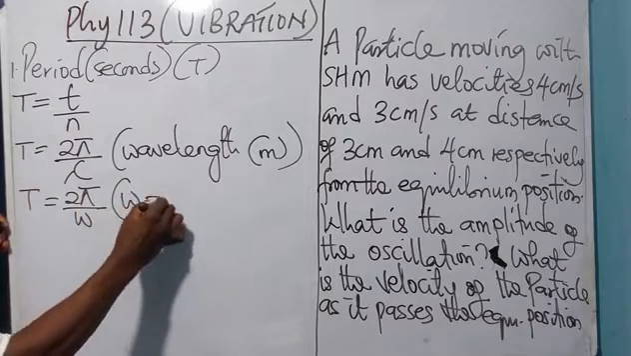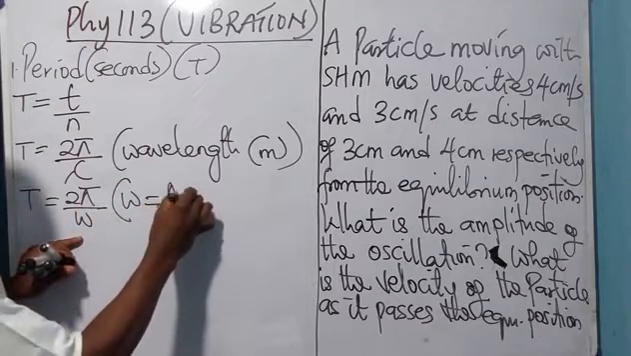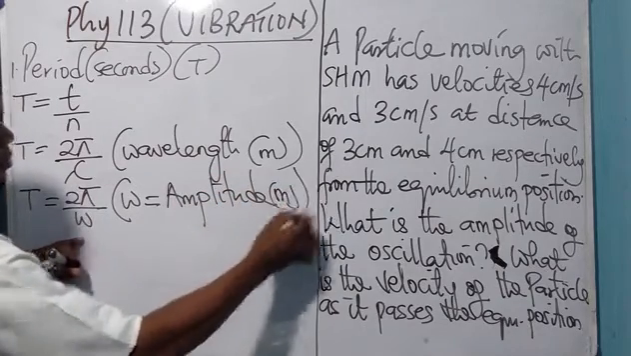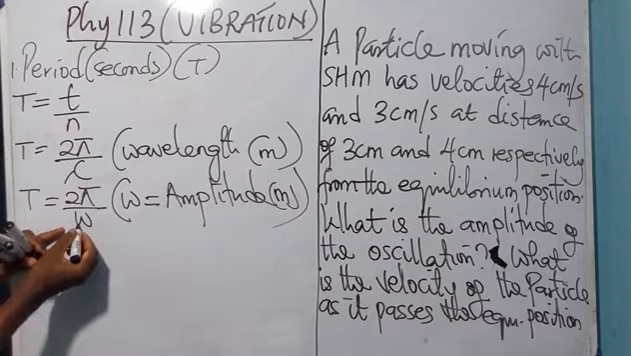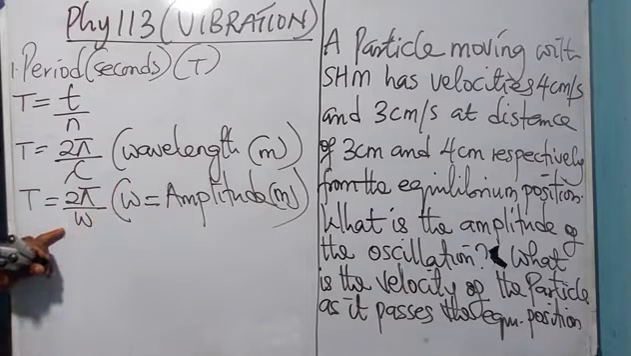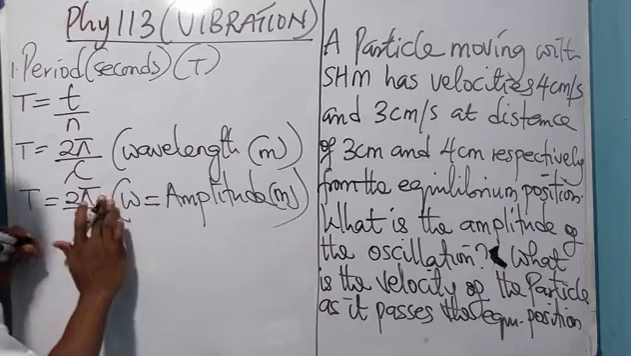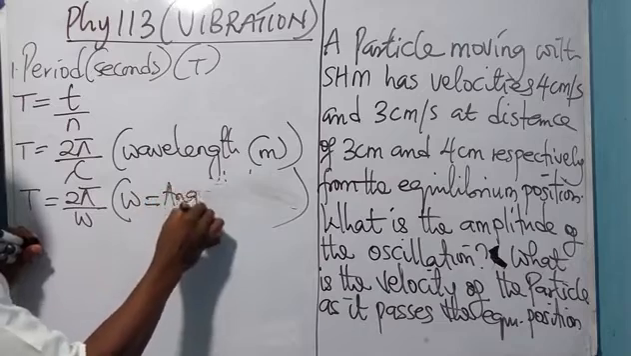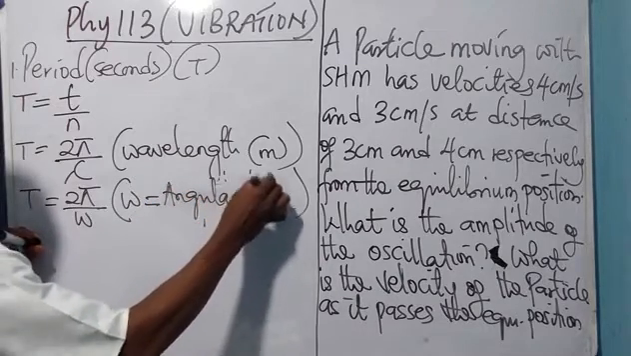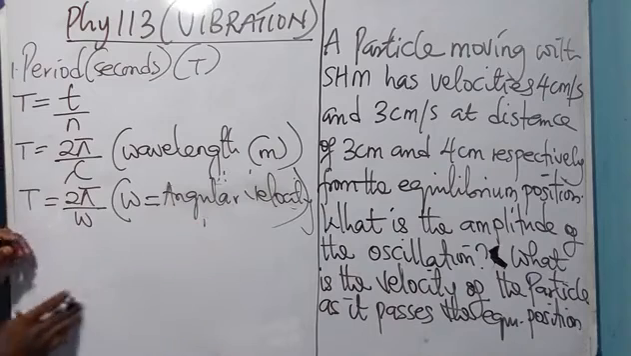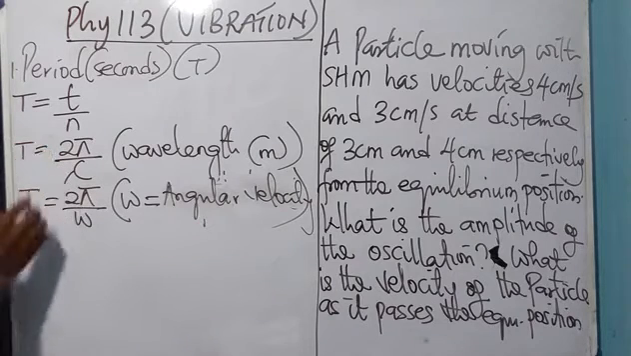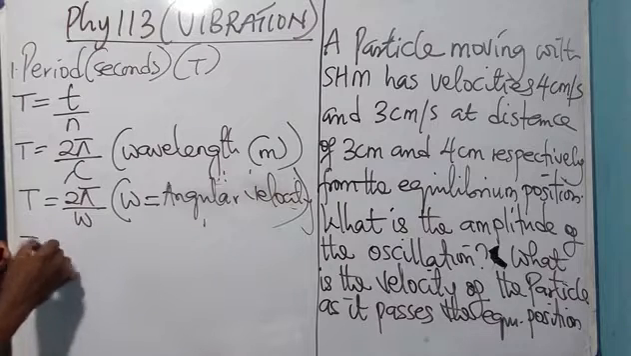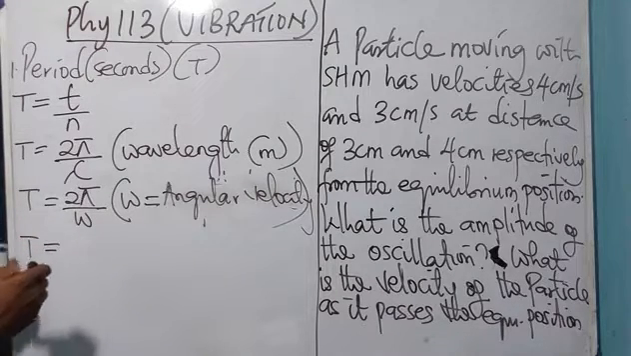Now W here means amplitude, measured in meters. Alright? W means angular velocity, please. It means angular velocity. Take note of that. And I've given you all you need to know concerning period.